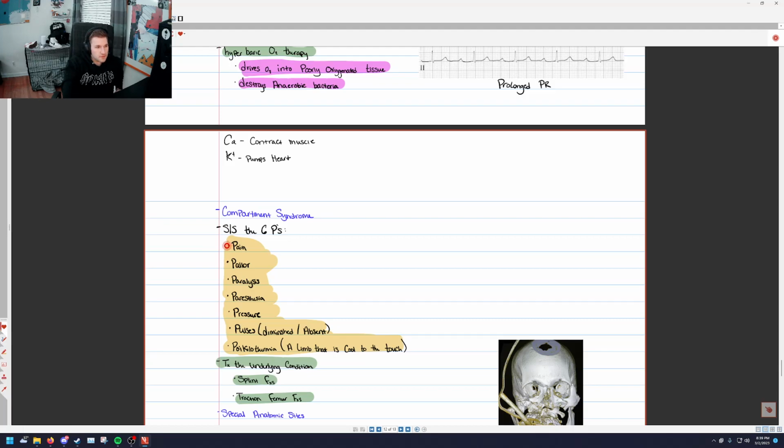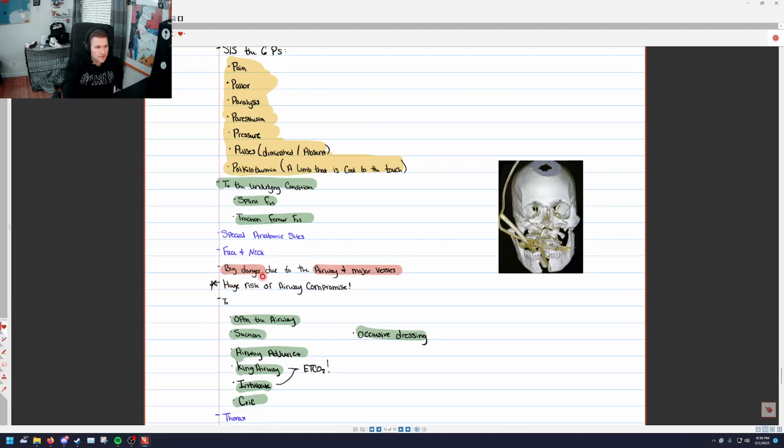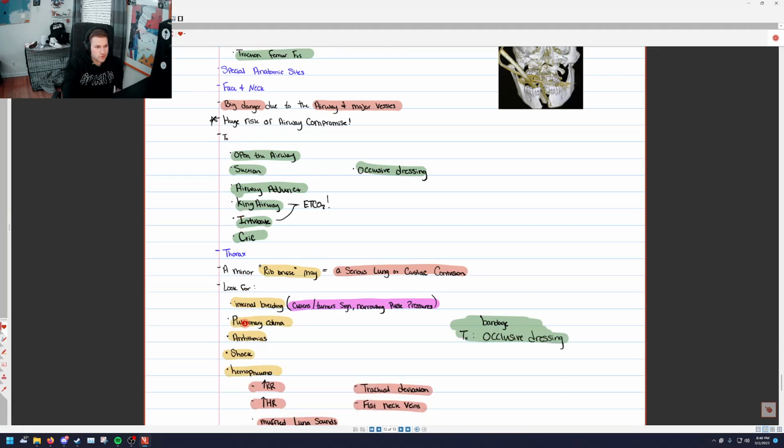These are the 6 P's of the compartment syndrome that we have here. Poikilothermia is going to just be a limb that is cool to the touch. Here's some more. Facial and neck fractures are not too cool. You do have your airway here, so you'd like to keep that, I'm assuming. Here's the treatment. Should be pretty simple.